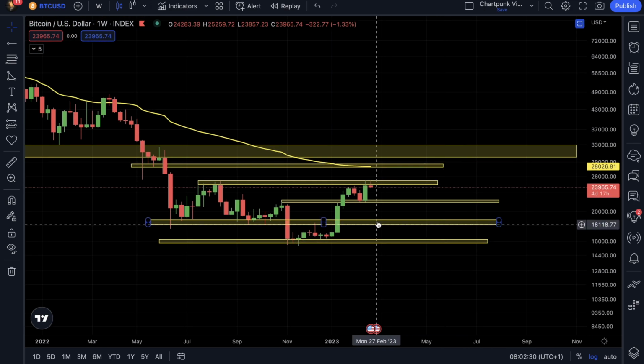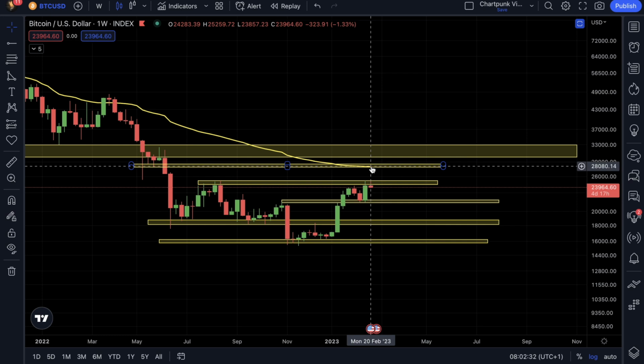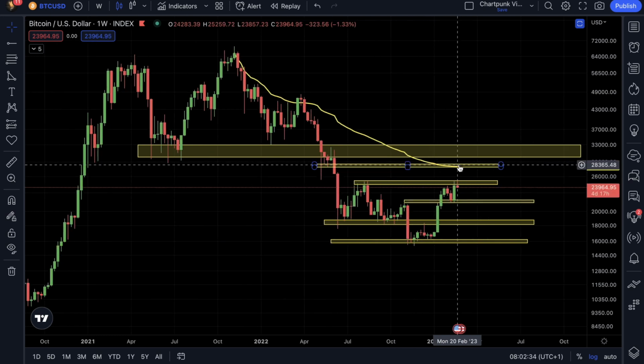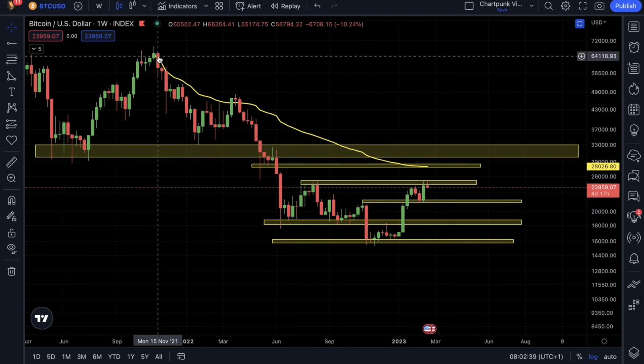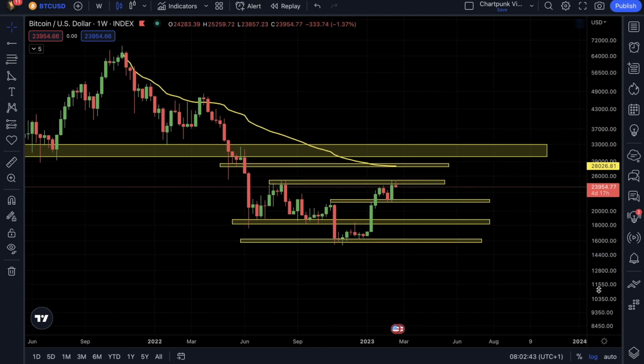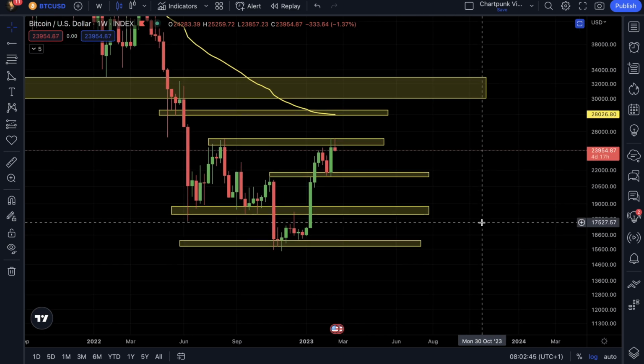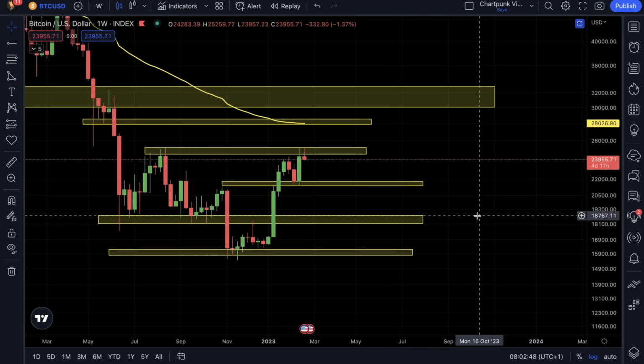If we are able to breach this zone, then the next target should be the $28,000 level, which is the volume weighted average price of the complete downtrend since November 2021. But this week has opened in a pretty bearish manner. I will show it to you on the lower time frame charts.